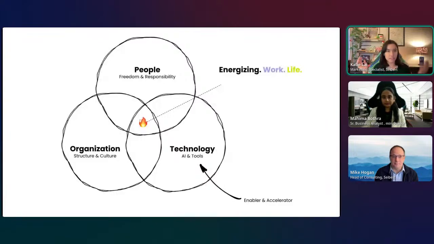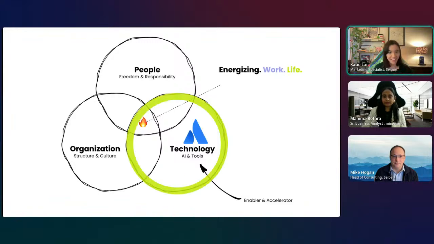So that leads me to this first section here, which, a lot of times at Cyber, we talk about energizing work life as the ideal, right, for how teams perform and do their best work together. And we believe that there's three areas that really need to be strong and balanced in order to achieve that energizing work life. And that's people, organization, and technology. And so today we're going to be focusing on the technology portion, which is right here, specifically with Atlassian tools.